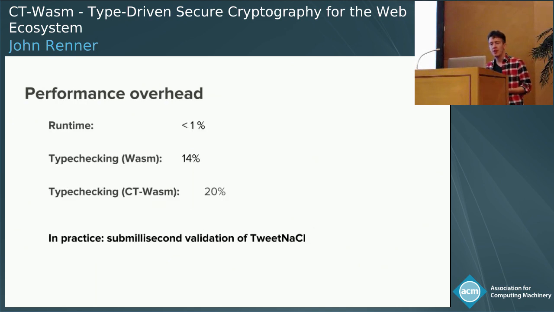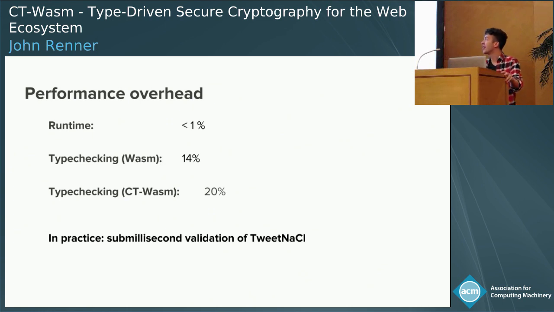As for performance, during runtime, we're less than 1% different, which could just be noise. We're doing great there. In type checking Wasm, we have a 14% overhead on regular unannotated Wasm. We believe this is because of the changes we had to make inside V8. We introduced a new operation that had to be performed during type checking that we believe could be removed with more engineering work, but I don't work for Google.